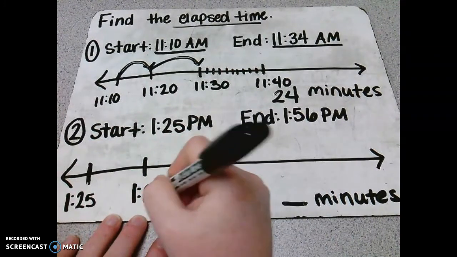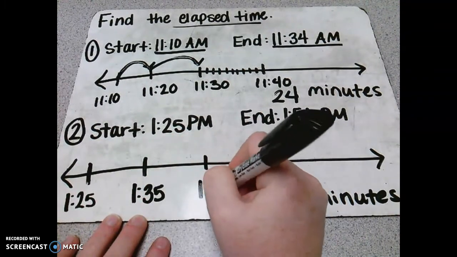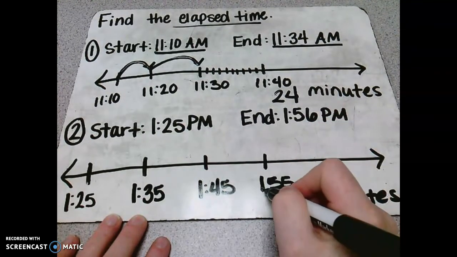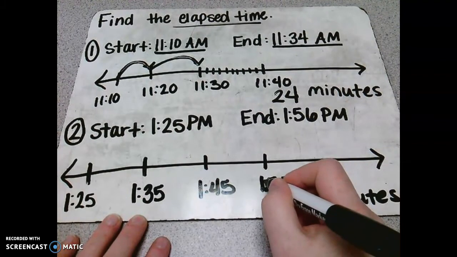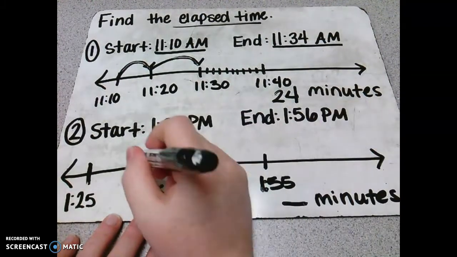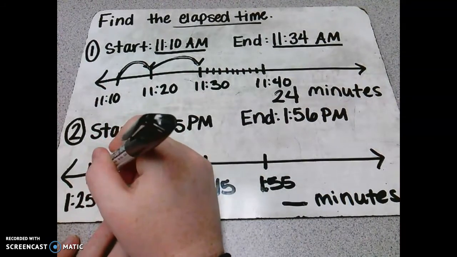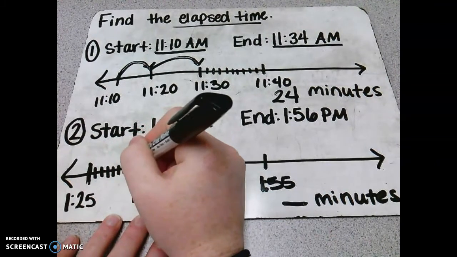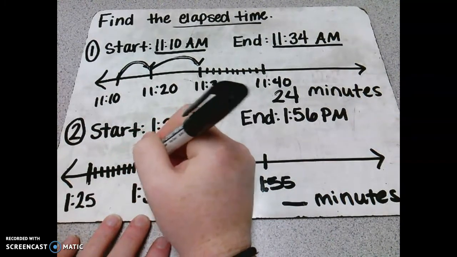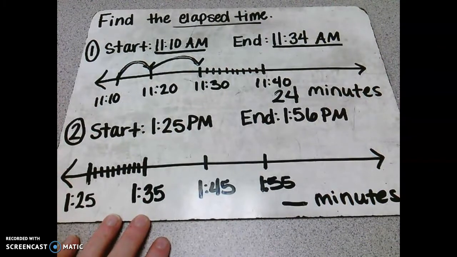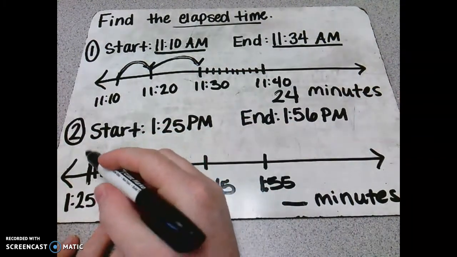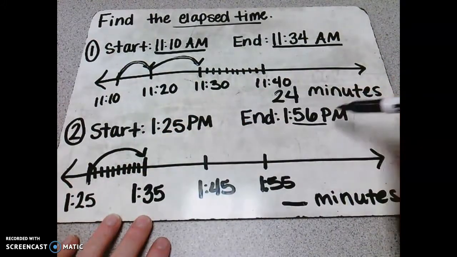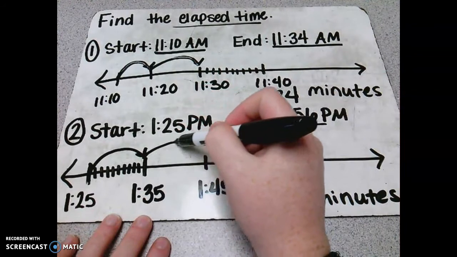125 plus 10 is 135, then 145, then 155. Okay. All right, and in between all these we have 1, so that's 126, 127, 128, 129, 130, 131, 132, 133, 134, then 135. Okay. All right, so we go from 125 to 135, and we still haven't gotten to 156. So we're going to keep going.